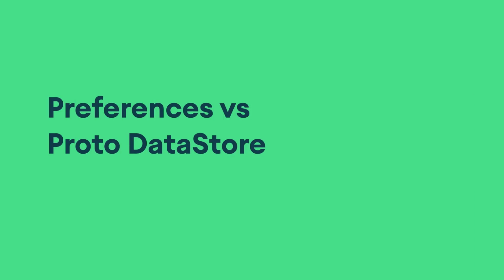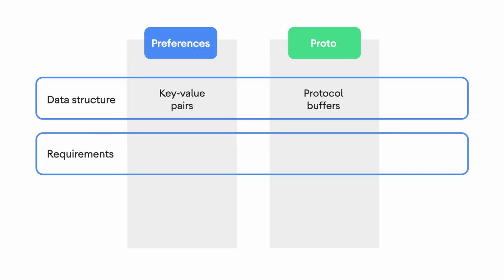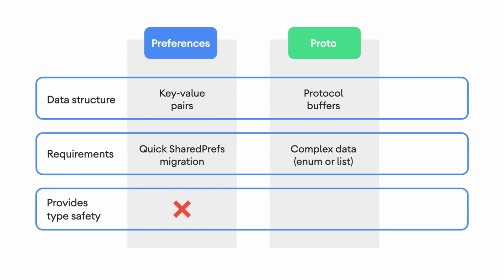Now that we've seen what benefits DataStore offers over Shared Preferences, let's talk a bit about how to make a choice between its two implementations, Preferences and Proto DataStore. When it comes to data structuring, Preferences DataStore reads and writes data based on key value pairs without defining the schema upfront. Proto DataStore, however, uses protocol buffers for added readability. Using key value pairs allows a quick migration with minimal changes from Shared Preferences into Preferences DataStore. Proto DataStore, on the other hand, enables you to work with more complex data, such as enums or lists. Finally, if you don't require full type safety with your data storage, then you could choose Preferences DataStore. However, if you do need this kind of support, then Proto DataStore is the better option for you.